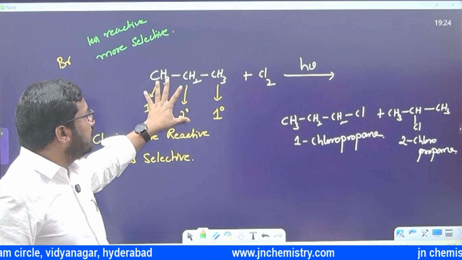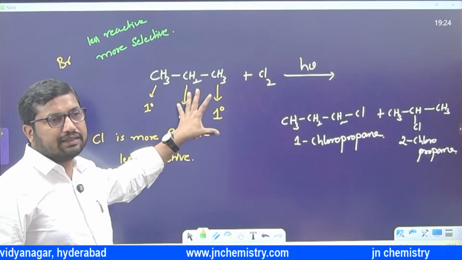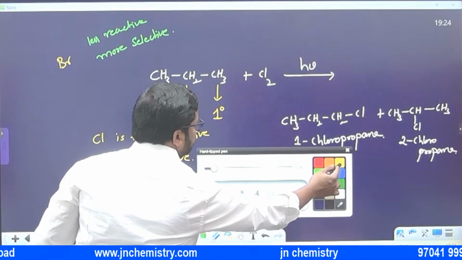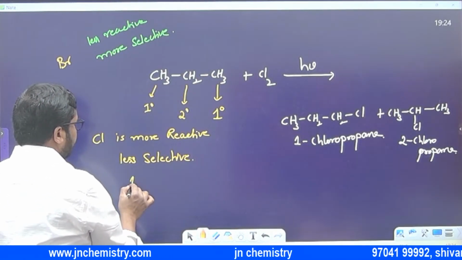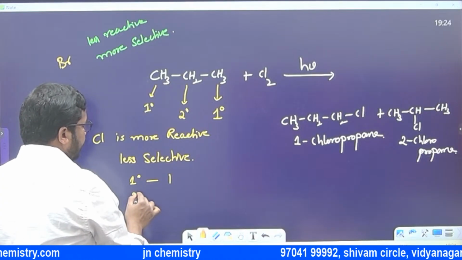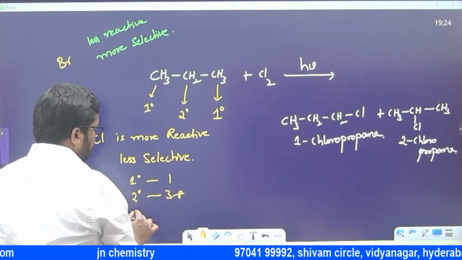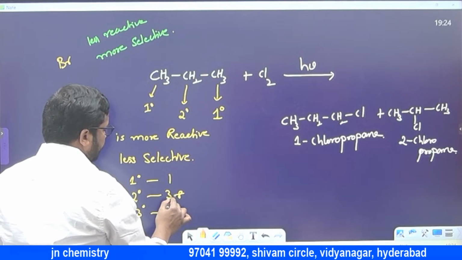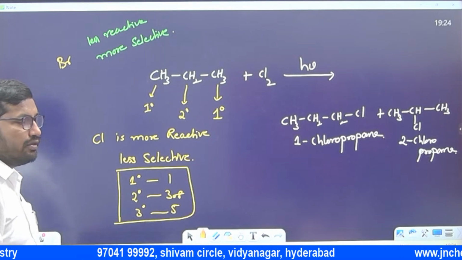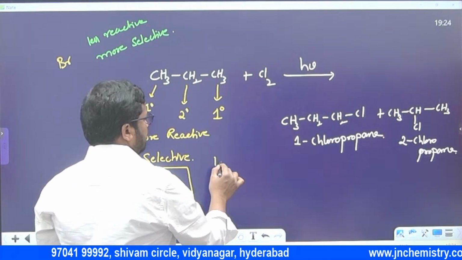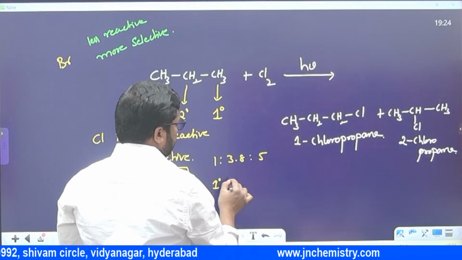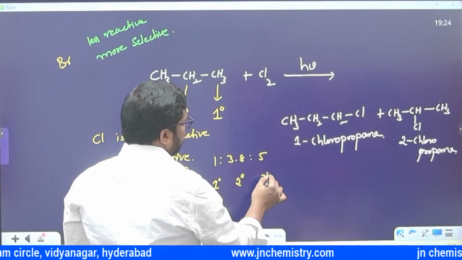Here is chlorine. So 1 degree, 2 degree, 3 degree cases. For chlorine, how much percentage, we need to know this, no? For example, the 1 degree case we will take as 1, for 2 degree cases 3.8, and for the 3 degree case it's 5. 1:3.8:5, write it down. This is the 1 degree, 2 degree, 3 degree case.